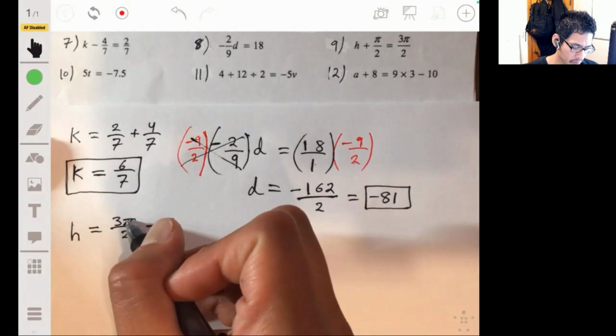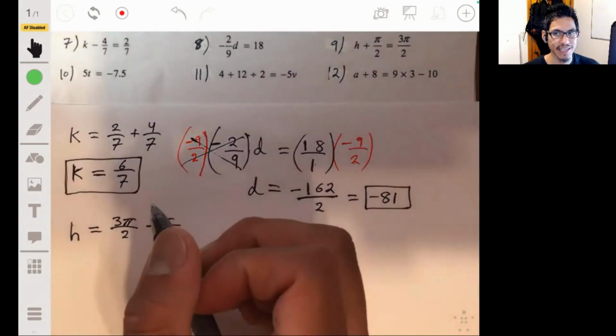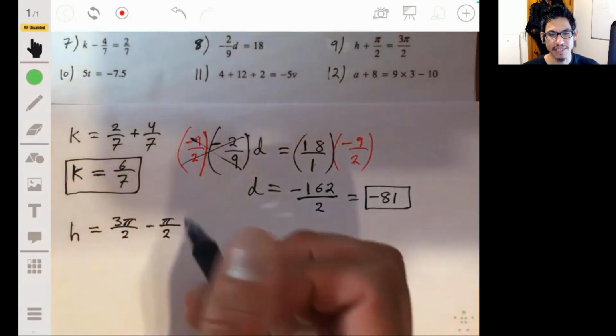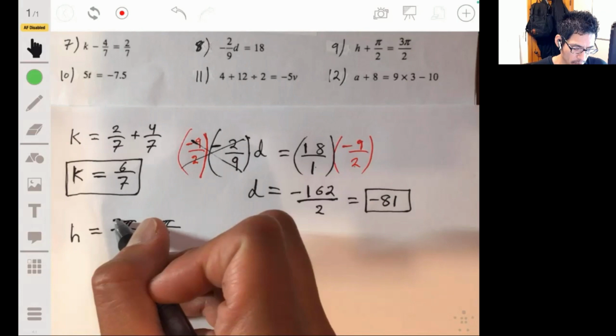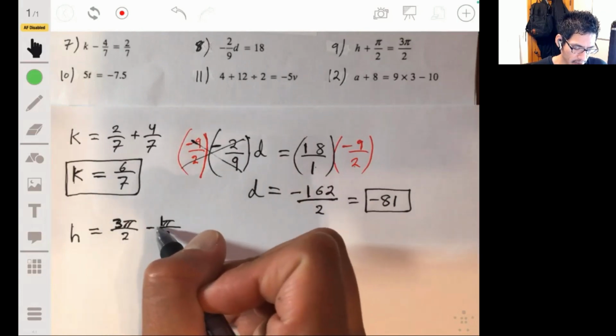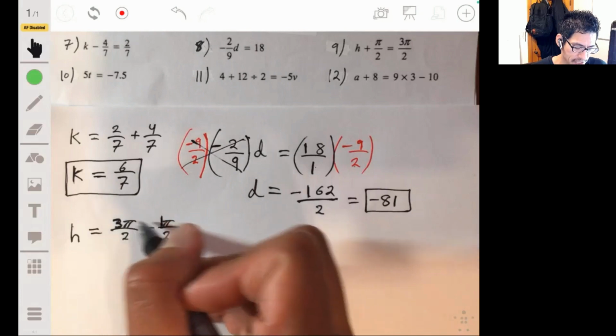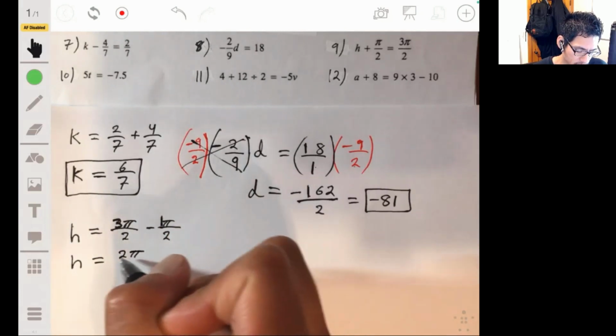Now, what is that? Well, the pi is, again, just a number. It's an irrational number, so it has a special symbol. But when you're combining them, think of it as like 3x minus 1x, or 1 pi. 3 pi minus 1 pi. So then you just get 2 pi on the top. 2 pi over 2.